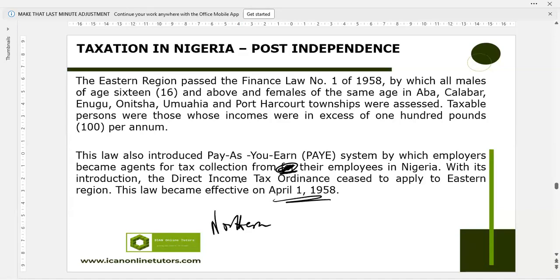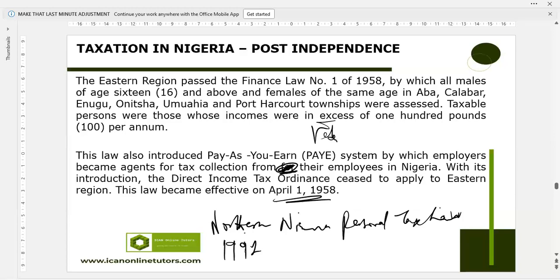Northern Nigeria Personal Tax Law of 1990 what? Guess. Of 1990 what? Let me help you. Of 1962. Okay. So the Nigerian Income Tax Ordinance of 1943 remained in force at the federal level.